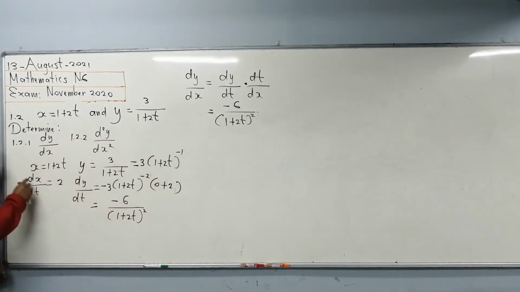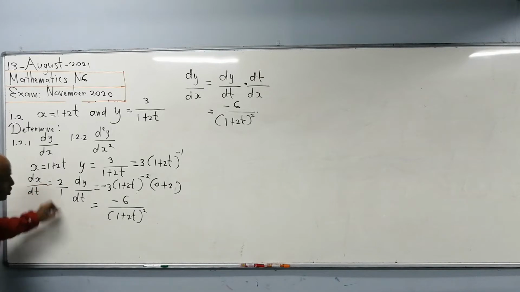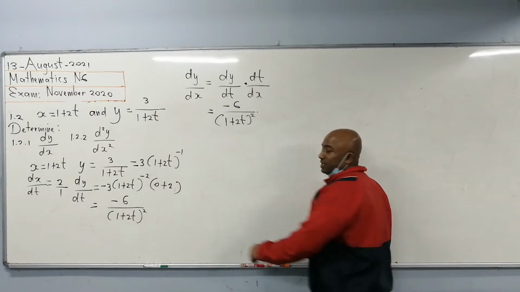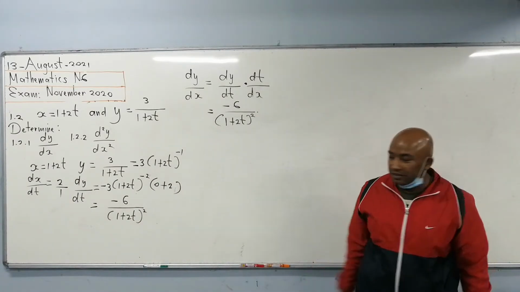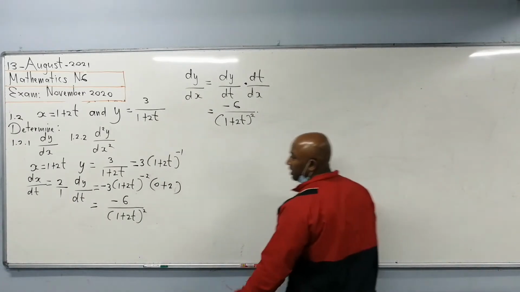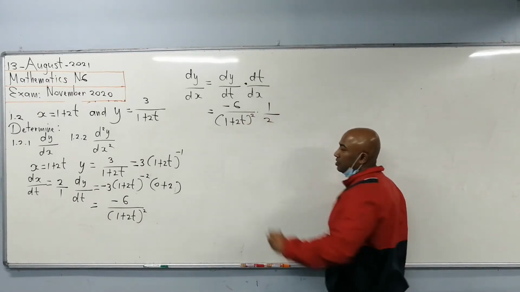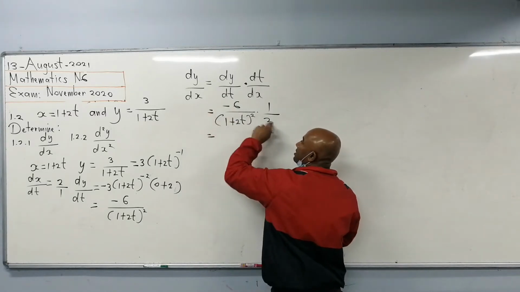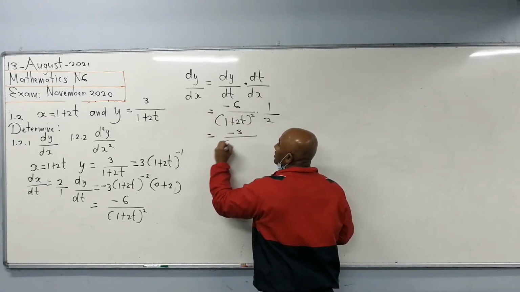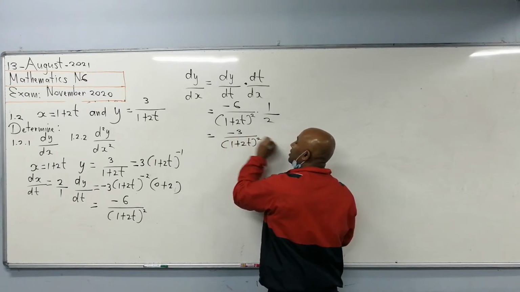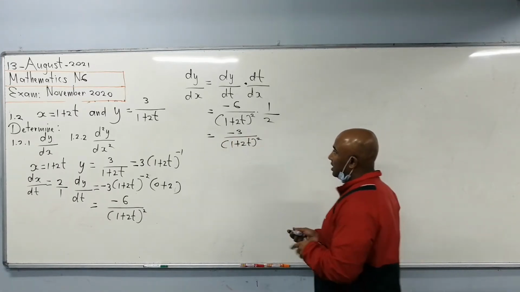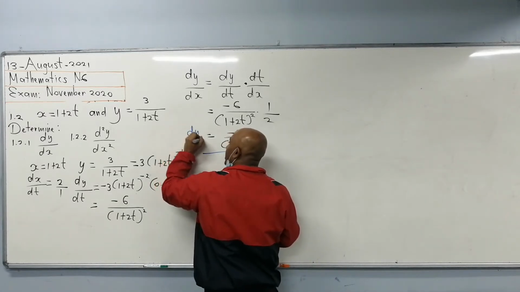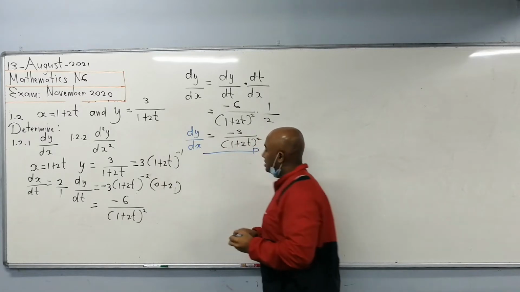Now, where is my dt over dx? So this is dx over dt, which is equal to 2 over 1. So if you swap and it becomes dt over dx, that means I'm inverting. I'm swapping numerator and denominator, so that becomes 1 over 2. Clear with that? Simplify. Minus 6 divided by 2 is minus 3, all divided by 1 plus 2t, all squared, and that is our first derivative. That is dy over dx.